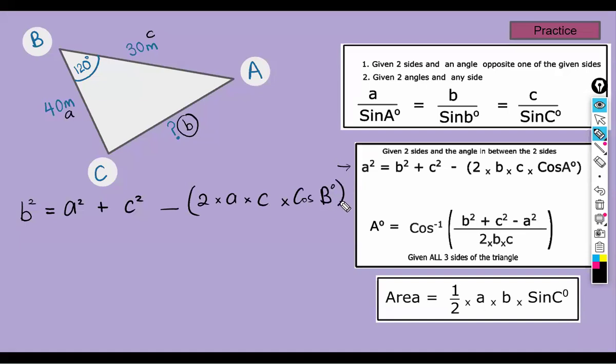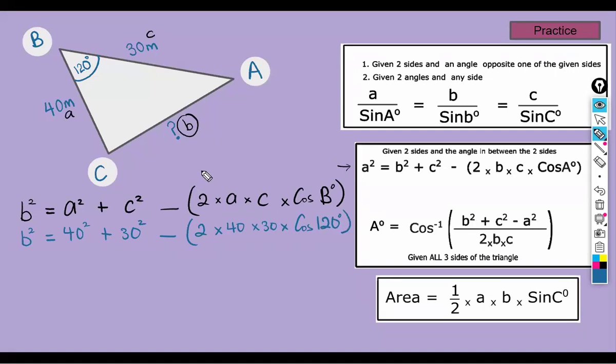How many people had that formula? And you get marks for writing down the correct version of the formula. So you can't just have it in your head, right? You have to write it down to make sure you get your marks for it. Great. Let's start substituting in the values. b squared is equal, well, a is how much? 40, and c is 30, and capital B is 120. So 40 squared plus 30 squared, minus 2 multiplied by 40 by 30 by cosine 120.